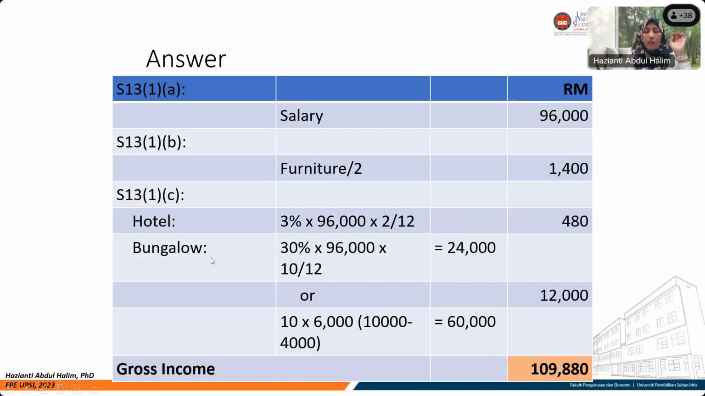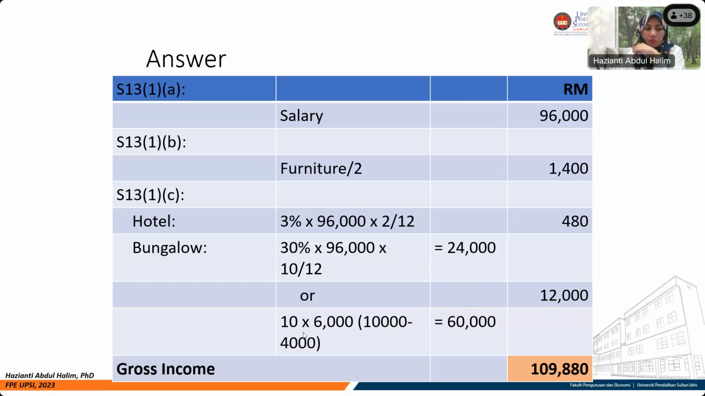And then look at bungalow. Okay, kita tahu bungalow or apartment or terrace house. We will use 30%. 30% from 96,000. Section 31A ni. Times 10 divided by 12. Sebab apa 10? Dia duduk kat rumah tu 10 bulan. Sebab dia duduk hotel duduk 2 bulan. The remaining months tu dia duduk dekat rumah tu. So kita dapat 24,000. Alright, 24,000. Nampak tak? Kat sini you jangan bahagi 2 lagi. Walaupun dia berkongsi. Cari figure yang lower dulu dan only you divide by 2.